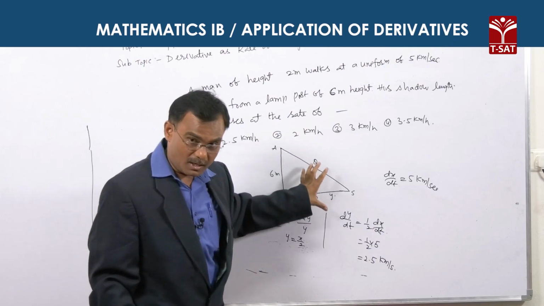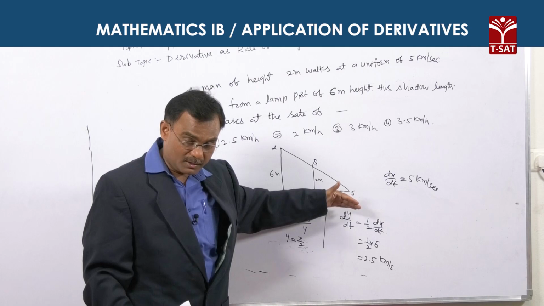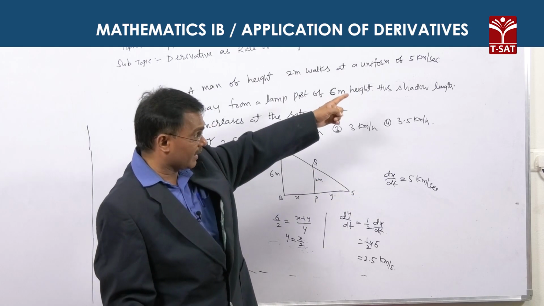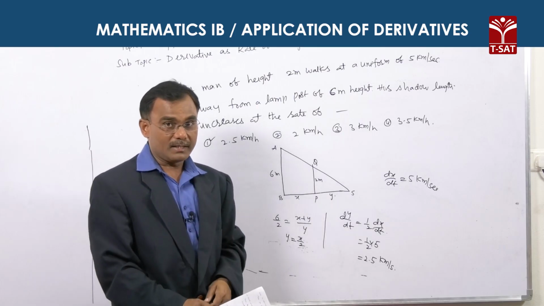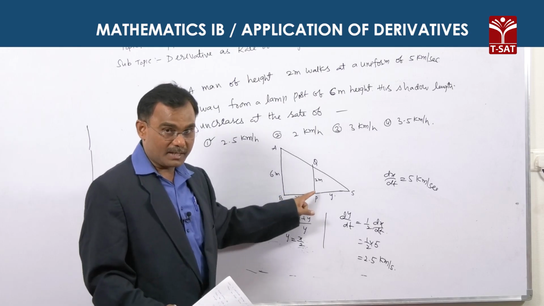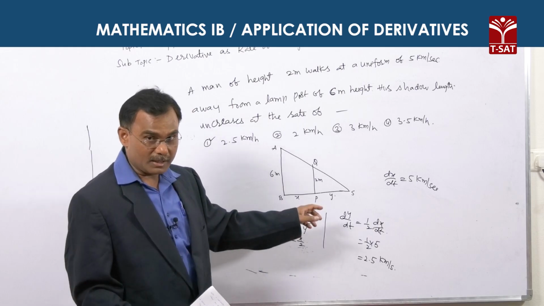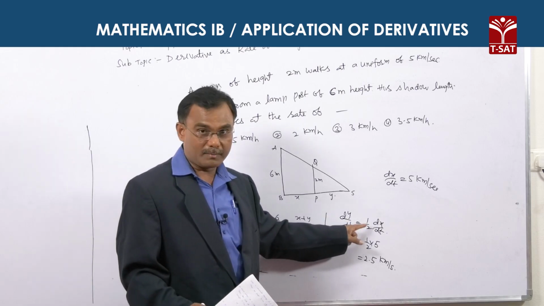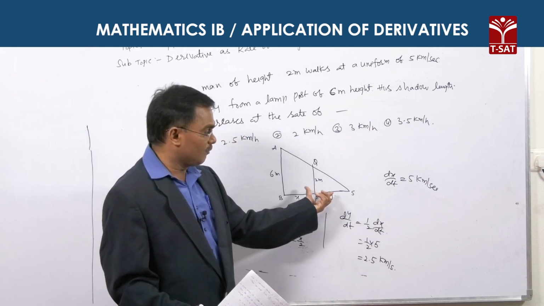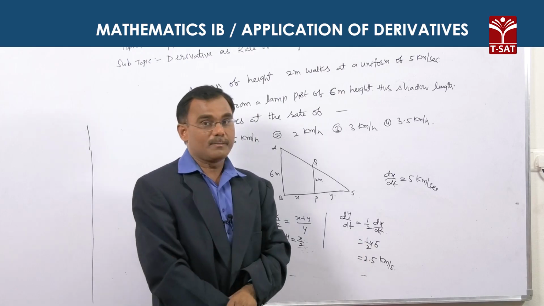The lamp height is 6 meters, the person's height is 2 meters, and we are asked at what rate the shadow is increasing. The person is walking uniformly at 5 kilometers per second. Two triangles are similar, so using the similarity we get the functional relation between x and y: y is equal to x by 2. The rate of change of y, dy by dt, is equal to 1 by 2 dx by dt, where x is the walking distance. The uniform walking rate is 5, so the answer is 2.5 kilometers per second.